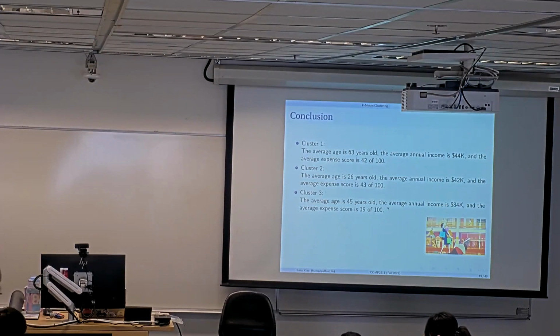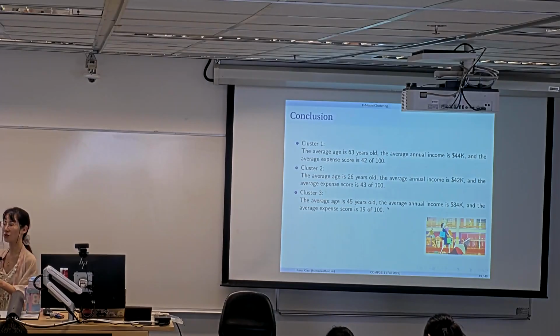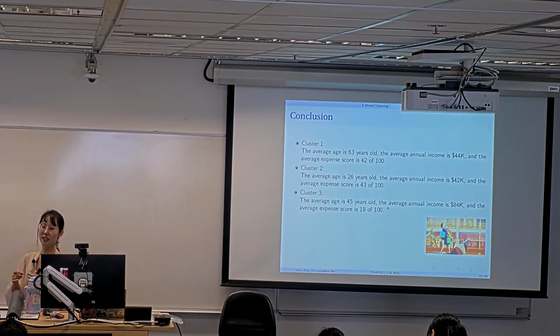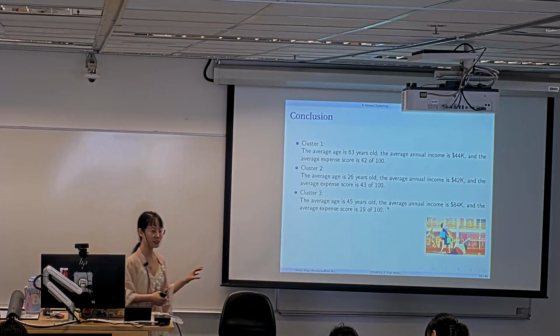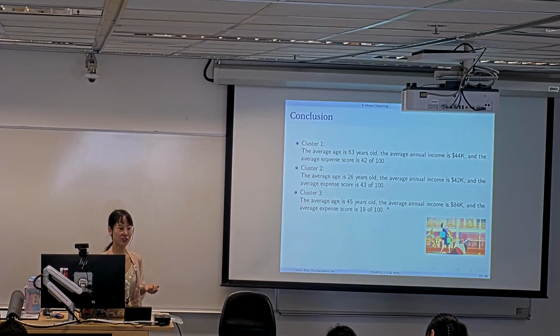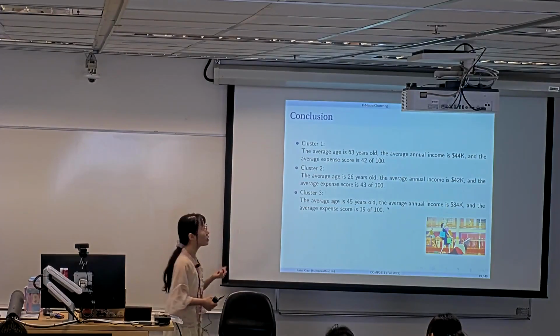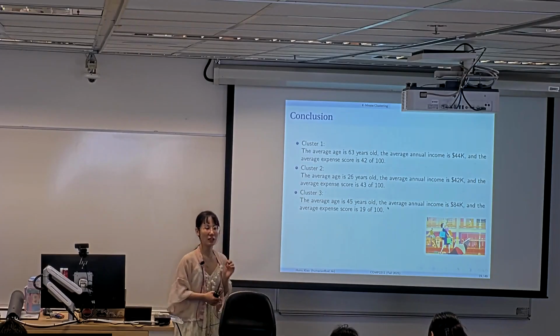And cluster 2, the average age is 26 years old. Average annual income is 42,000, and the average expense score is 43. Then cluster 3, average age is 45 years old. Average annual income is 84,000, and average expense score is 19. So if, for example, you are the boss of this mall, then possibly you can start to design different marketing strategies or different advertisement strategies for these 3 different clusters of customers, right?